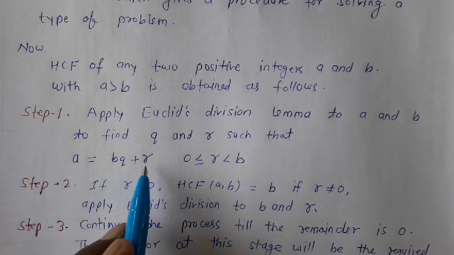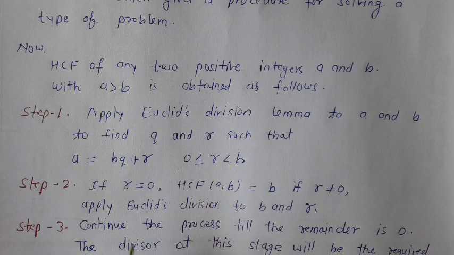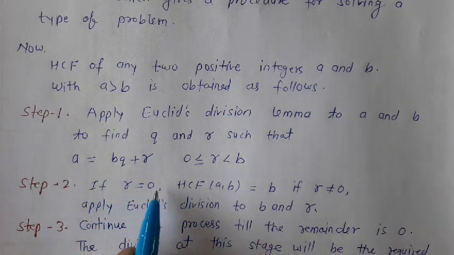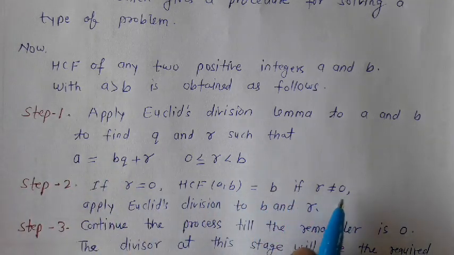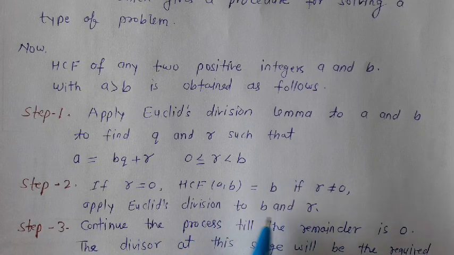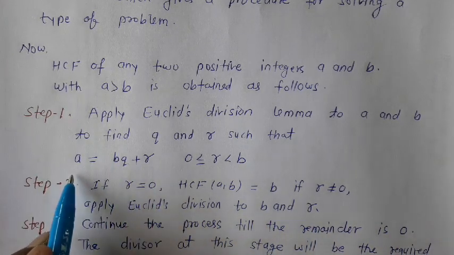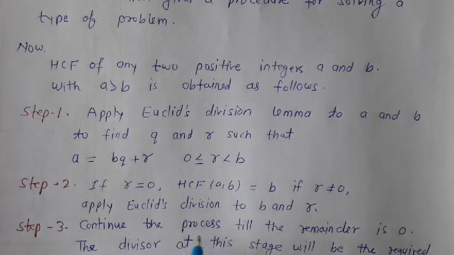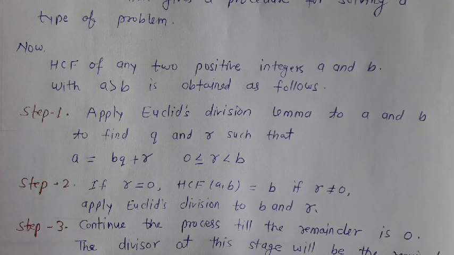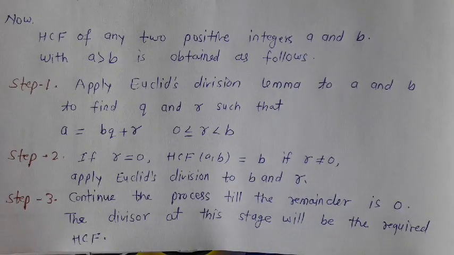If in the first step the remainder is 0, then there is no need to continue. If r is 0, then the HCF of a and b, the two numbers, will be the divisor b. If r is not 0, then apply Euclid division to b and r, where b will be the dividend and r will be the divisor. Continue this process till the remainder is 0. If the remainder is 0, then the divisor at this stage will be the required HCF, highest common factor. So, with the help of Euclid division lemma, we find the HCF of two numbers.